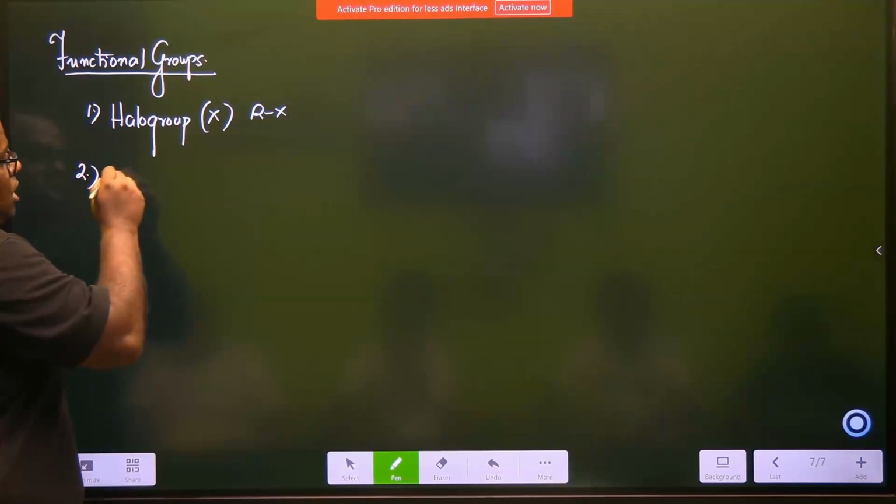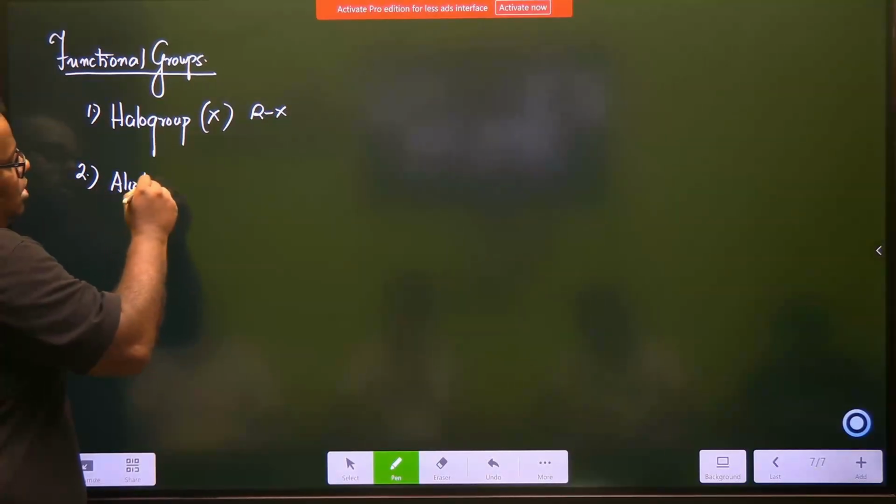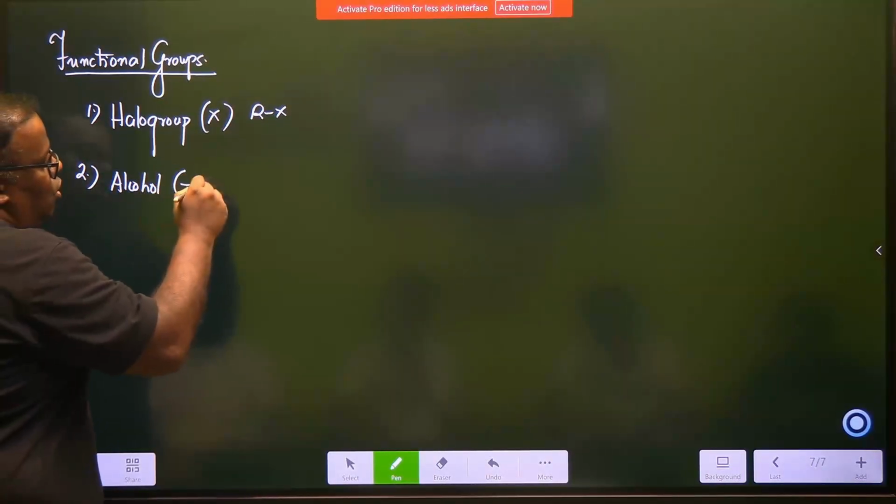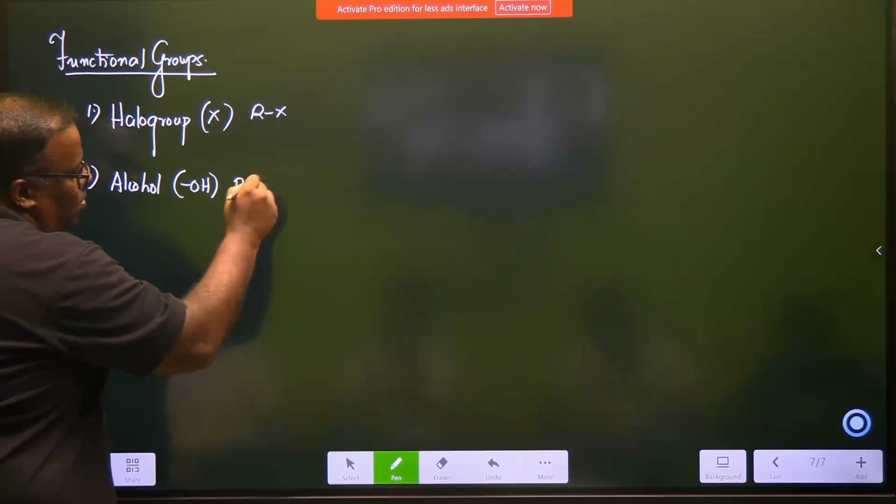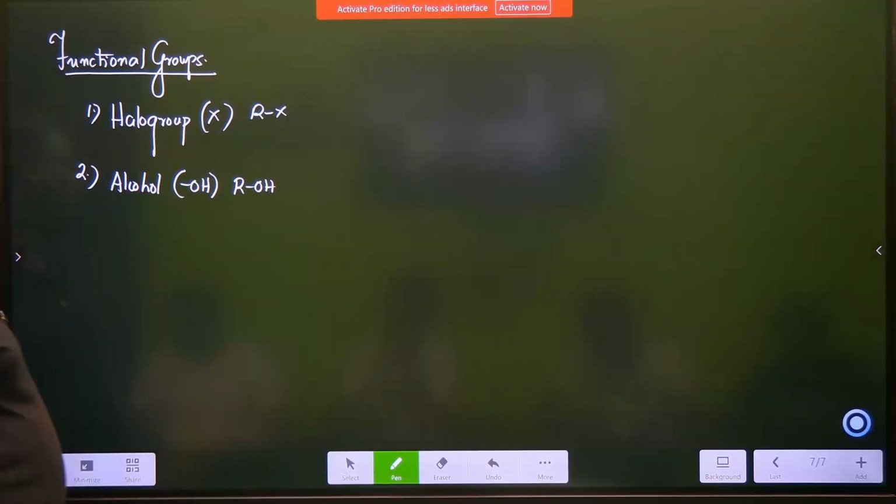The next was the alcohols. Alcohols, which are known as the OH group. So the compound will be ROH, right? CH3, and I've discussed methanol and ethanol.